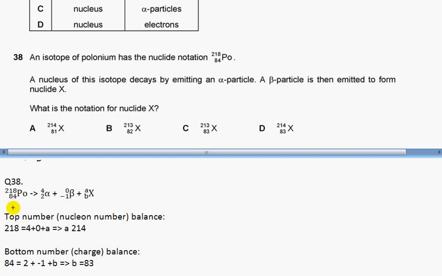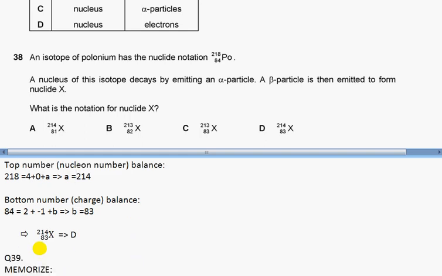So we write the decay equation, and we put here the result: an alpha particle, then a beta particle, and our nuclide. We have both top numbers and bottom numbers. They should be balanced. The top number is the number of nucleons. For alpha it is 4, for the beta particle, an electron, it is 0, and here I called it A. Balancing, I find that A equals 214. The bottom number is charge, so 84. For the alpha particle it is 2 protons, plus 2, and the beta particle, an electron, is minus 1. Here we don't know B, so we balance and we get B equals 83. This is our result. We compare our result and we find that the answer is D.